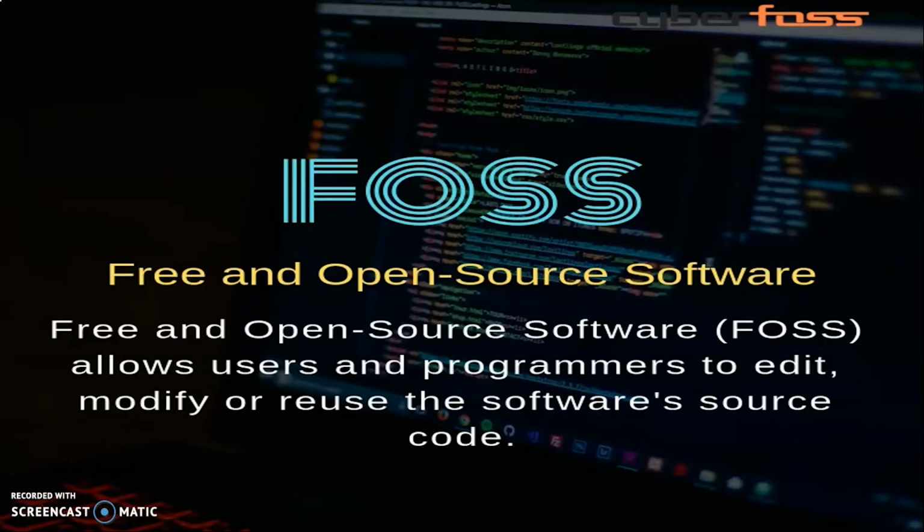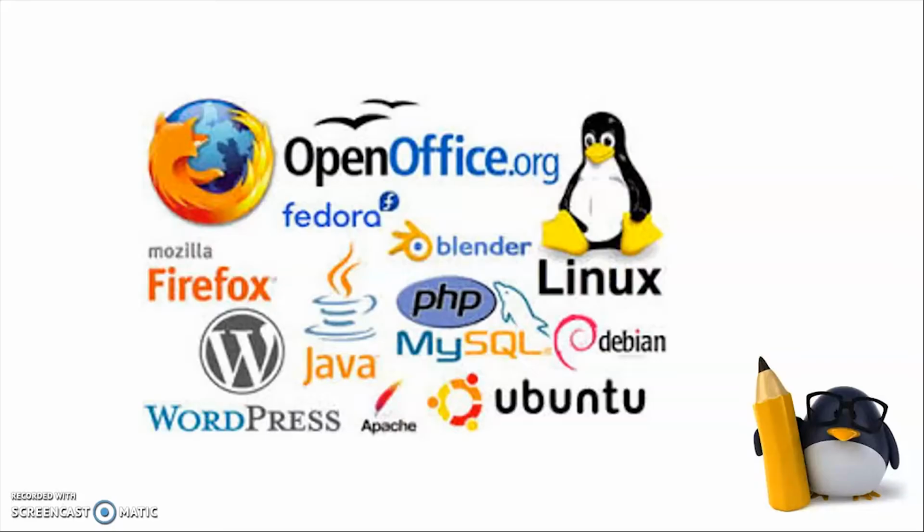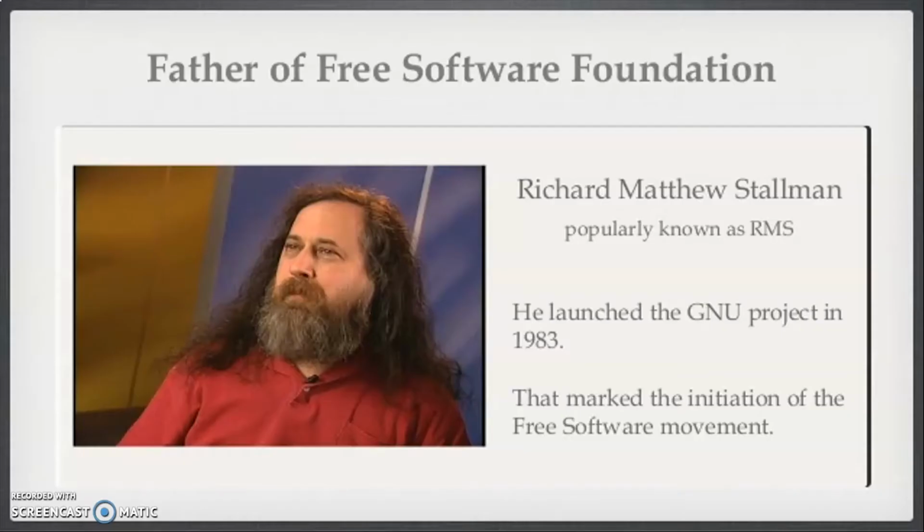It allows the users or the programmers to edit, change, modify or reuse the software's source code, which is also known as the programming code for that application. So those softwares are called free and open source softwares. There are various examples like Notepad, TuxPaint, Office Writer, Windows Explorer, Office Calc, Python, Java, SQL. All these are examples of free and open source softwares.